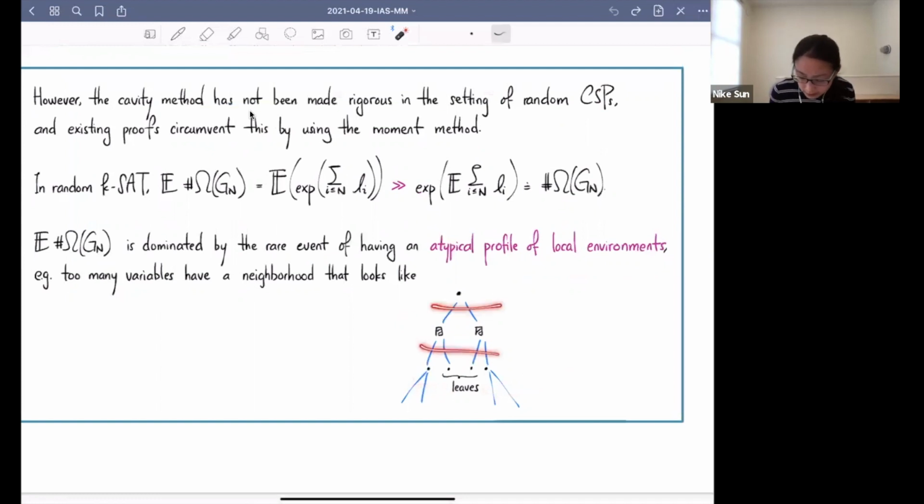And all of the edges have the same sign plus, so it's probably pretty likely that you can just satisfy it by setting the variable to plus. And then these happen to be leaves, which means that they're, again, not constrained. So this is the type of structure that can arise by random, and it will arise by random in the graph. But if it arises too many times, then this random variable will be too large. And the reason that this expected value is too large is that it's dominated by the rare event where this type of neighborhood arises too often.